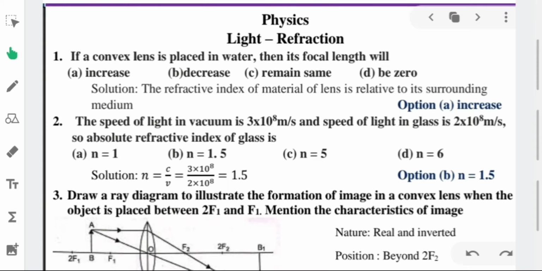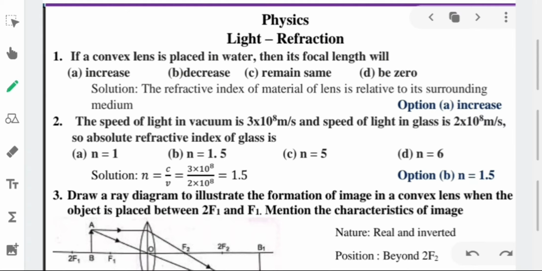First question: if a convex lens is placed in water, then its focal length will increase, decrease, remain the same, or it will be 0. These 4 options they have given, and the solution is the refractive index of the material of the lens is relative to its surrounding medium, means the convex lens when it is placed in the water. So the answer is it increases. Hence the answer is the first one, that is increases.